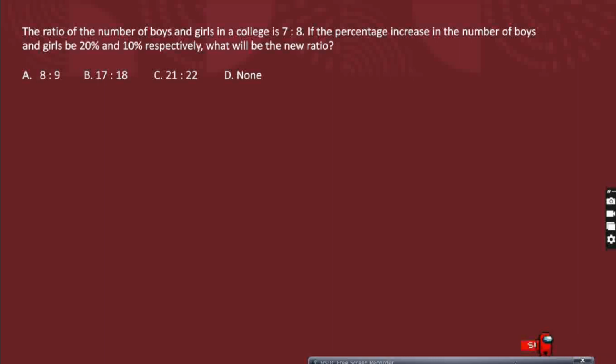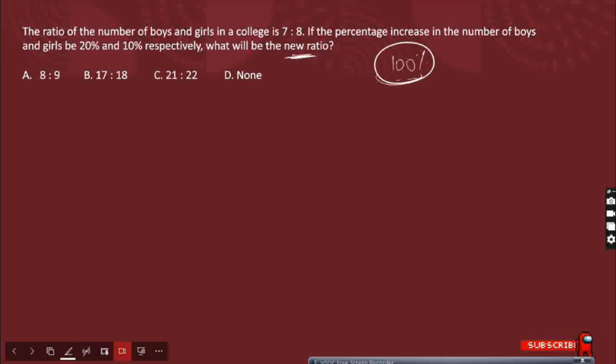Next one. The ratio of number of boys and girls in a college is 7:8. If the percentage increase in the number of boys and girls be 20% and 10% respectively, what will be the new ratio? They are asking to find the new ratio, right? We know the total percentage. Let the total percent be 100.